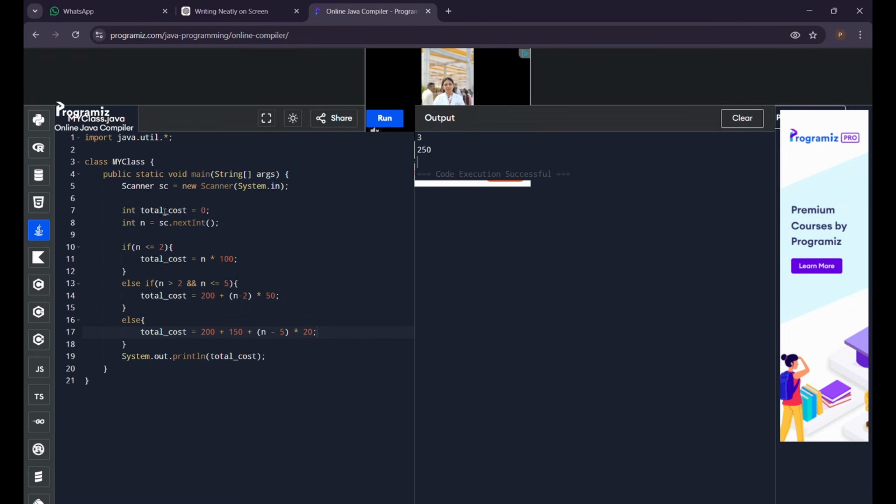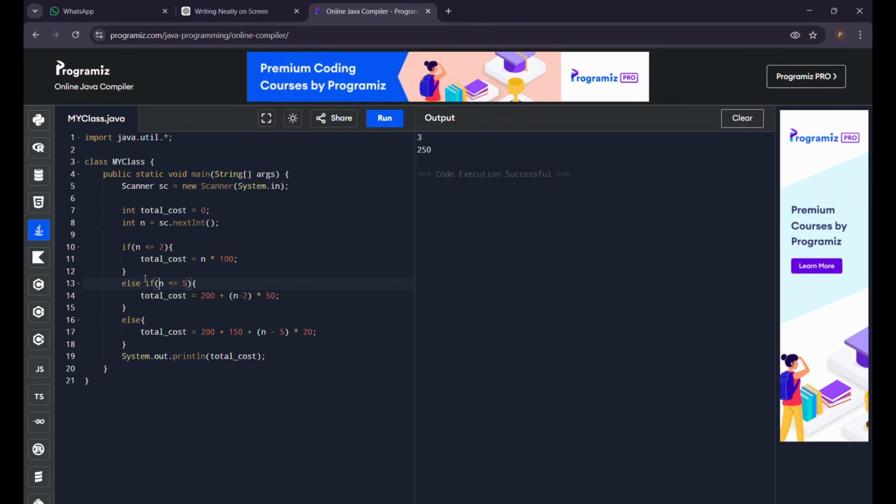One thing we can ignore is that we can take off the n greater than 2 condition, because if the first condition is false, it is obvious that n is greater than 2 only. So we'll just ignore that condition, and we can also use only the n less than or equal to 5 condition. It is also fine. But for safety purposes, let us check if n is greater than or equal to 2 and n is less than or equal to 5. So this is how the first question has to be solved.